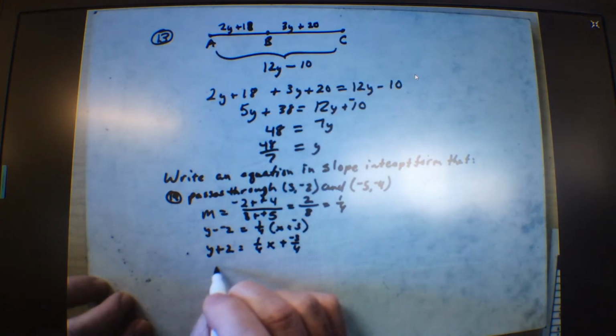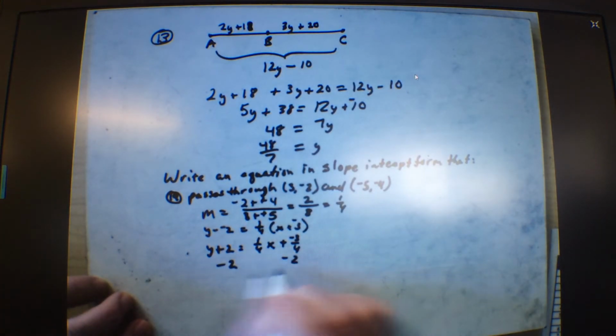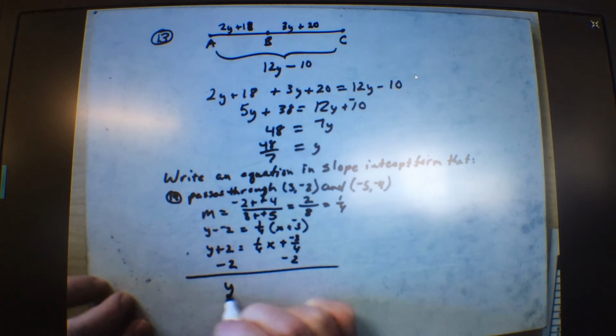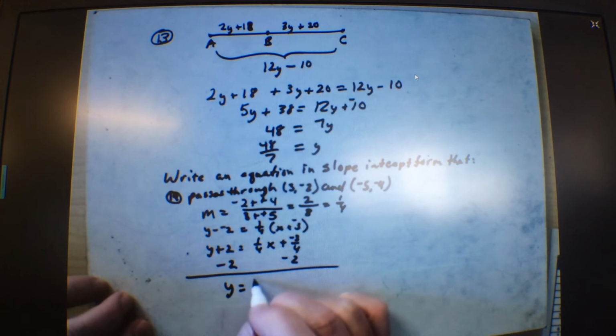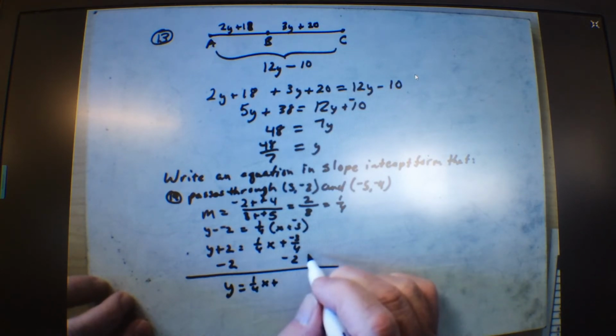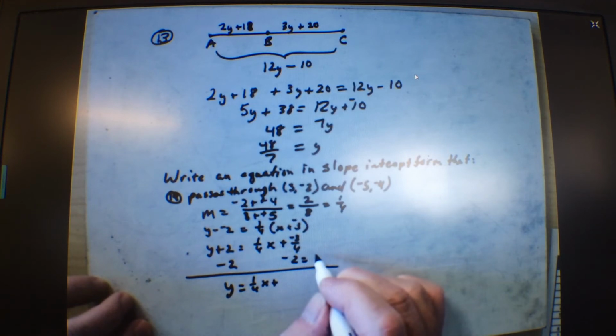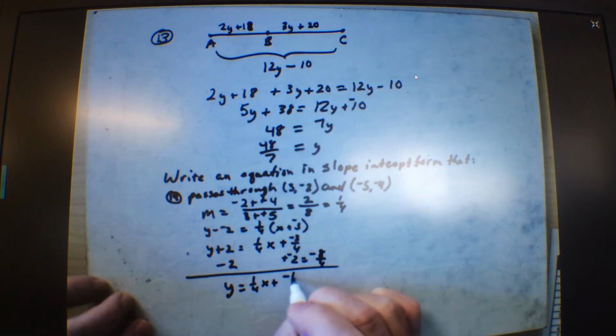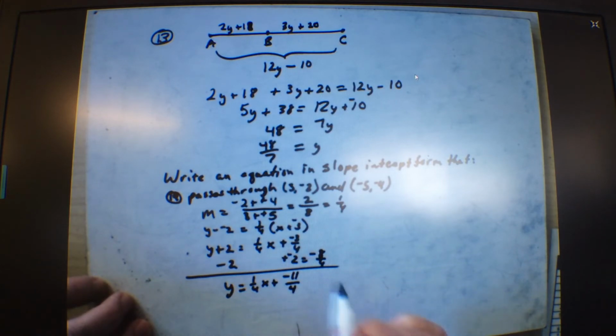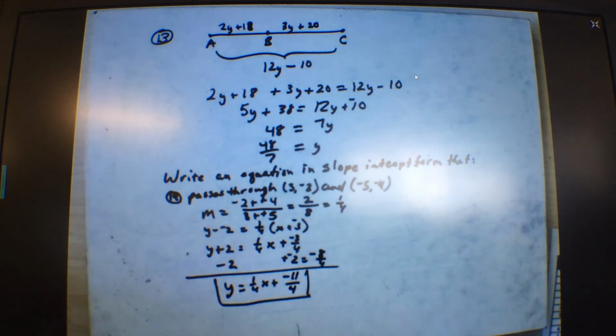Now I'm going to subtract 2 from both sides. y equals 1/4 x, and negative 2 is negative 8 over 4. So negative 3 plus negative 8 is negative 11 over 4. That line right there passes through those 2 points.